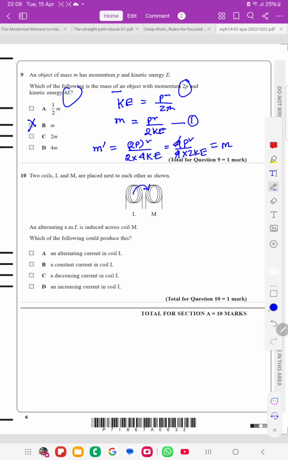So what will cause the change in magnetic field? If you have an alternating current, there will be a change in direction. As the current passes through the coil of wire, a magnetic field will be produced. Since this is an alternating current, the magnetic field will also alternate or change here, and this will cause an induced voltage in M. So therefore the option here should be number A.